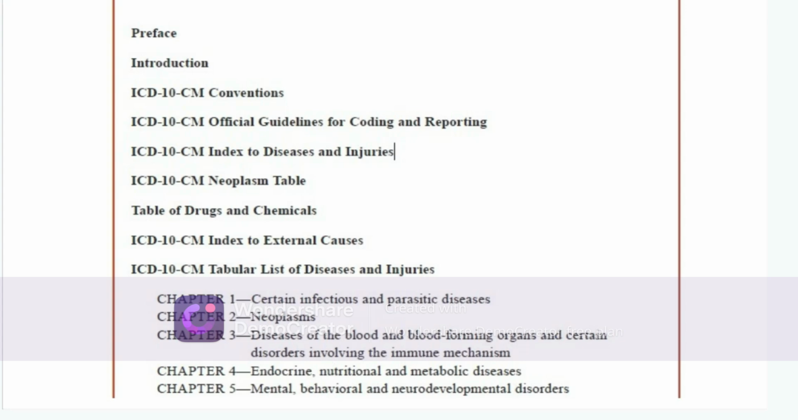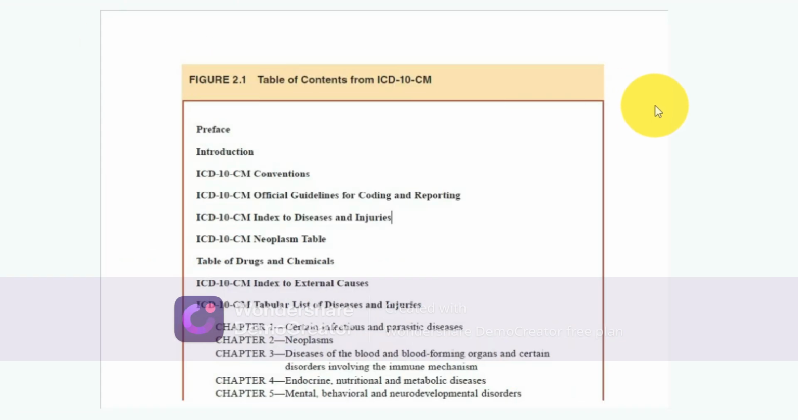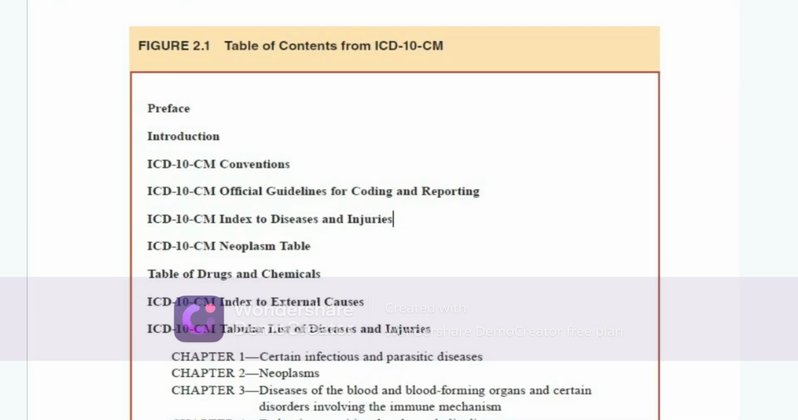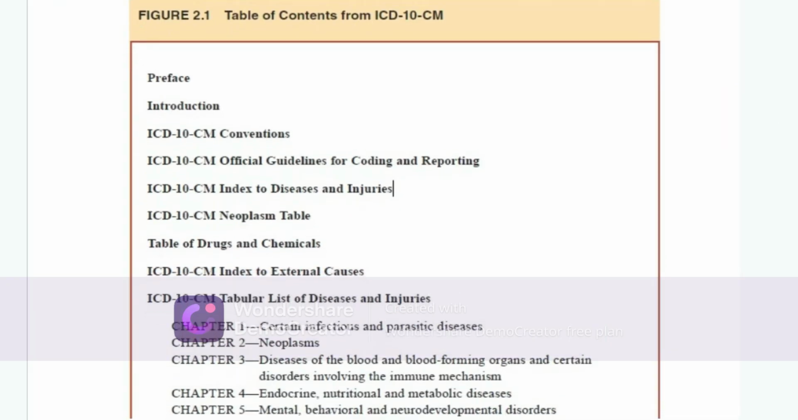So we'll start from the preface. Table of contents, right? You will see the table of contents here. Preface, introduction, ICD-10-CM conventions, ICD-10-CM official guidelines for coding and reporting, ICD-10-CM index to diseases and injuries, ICD-10-CM neoplasm table, table of drugs and chemicals, ICD-10-CM index to external causes, and ICD-10-CM tabular list of diseases and injuries. So you will understand all these things.